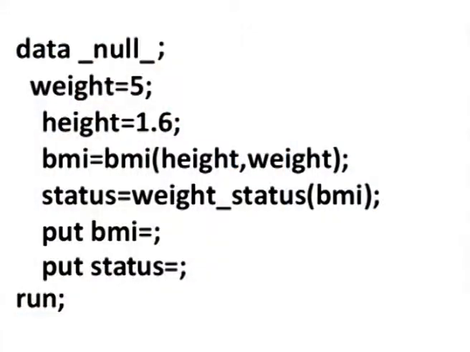Finally, let's use both functions in a data step. You can now see this on the screen. This returns a weight status of underweight, not me then. And you can no doubt see how we could use this function on a larger data set or to create new and different functions of our own.